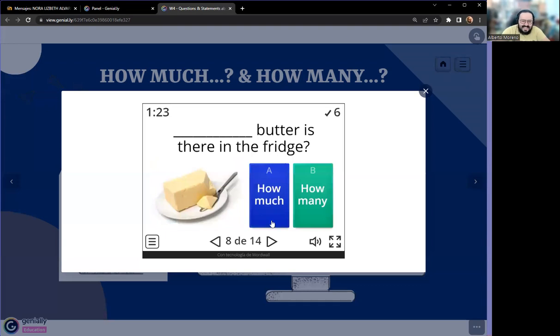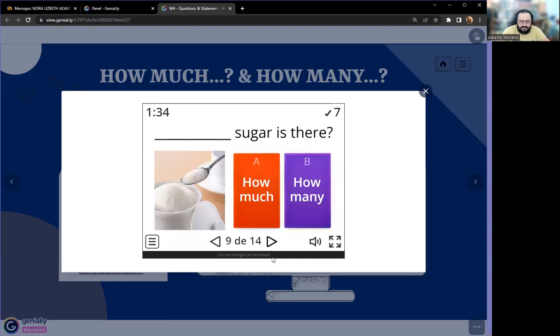Butter is there in the fridge. How much? Acuérdense, butter es no contable. Sugar is there. How much.